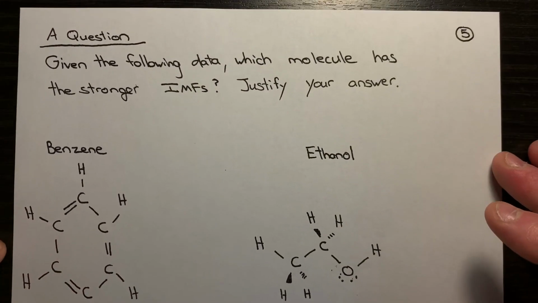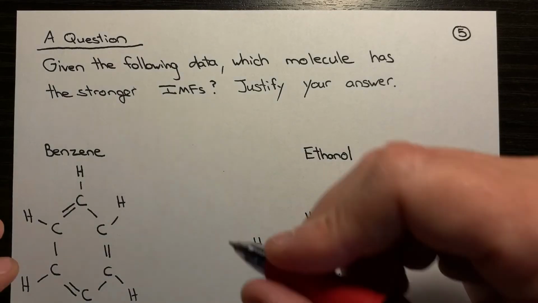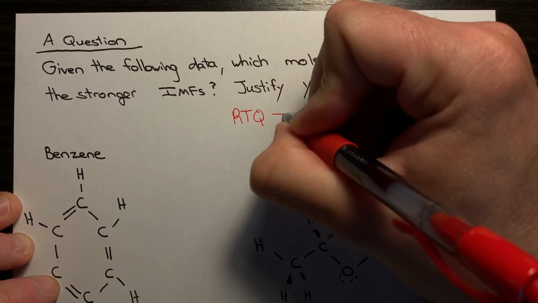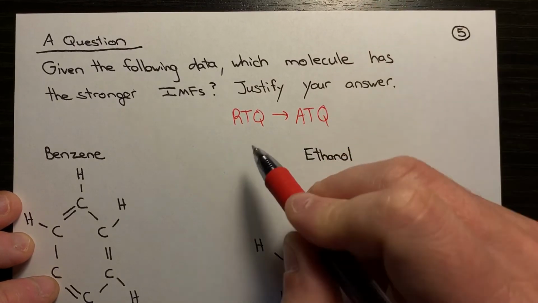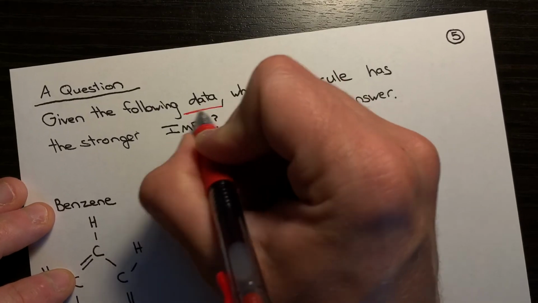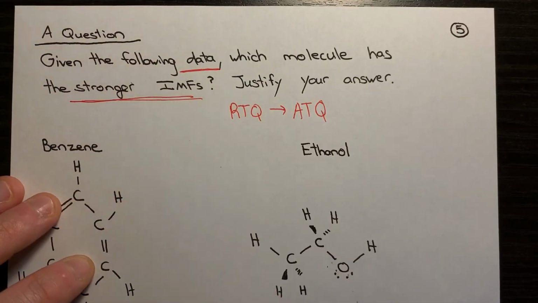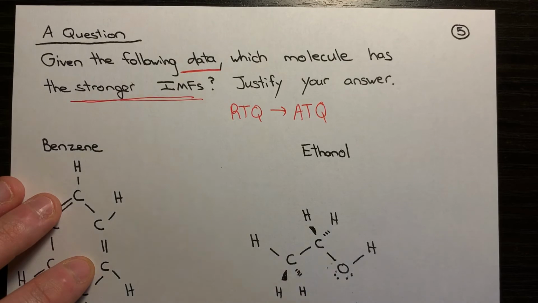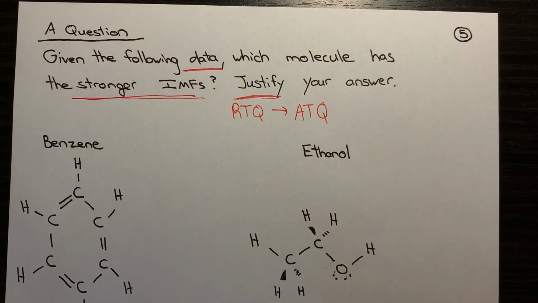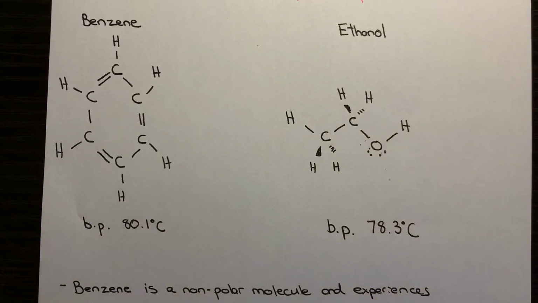Let's say we have the following question. Okay, so given the following data, which molecule has the stronger intermolecular forces? Justify your answer. And so it's kind of a strategy. RTQ, ATQ. Let's read the question. Let's answer the question. So given the following data, we have to make sure that we are making reference to data. We have to address which one we believe, given the data, has stronger intermolecular forces, and ultimately our answer has to have some sort of justification. So we're given the following molecules and their respective boiling points. So for benzene, we see the boiling point is 80.1.